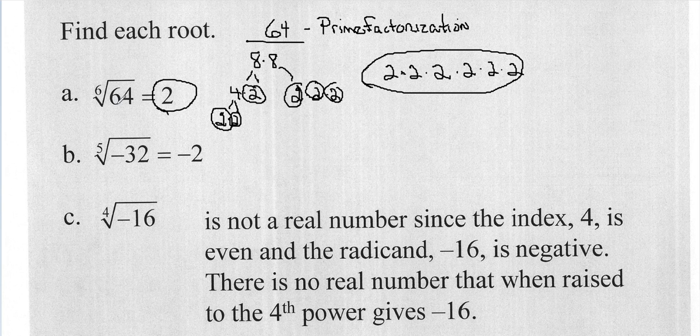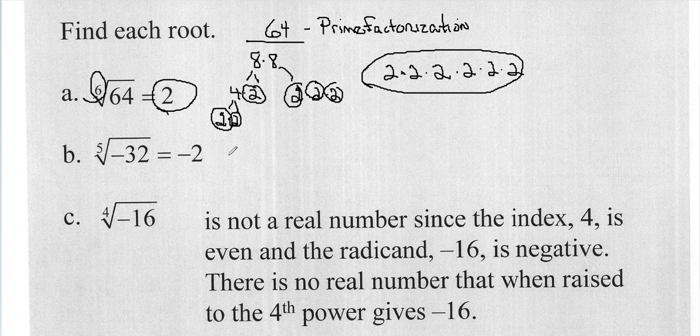That's why the index number is important to remember. How many of the same number am I taking out? How many of the same number am I circling? This is saying 6 of them. For every 6, I take 1 out. Here's the fifth root of negative 32. Well, this is an odd index number, and this is negative inside. Is that okay? Yes, that's okay, because an odd amount of negative numbers equals an odd number.